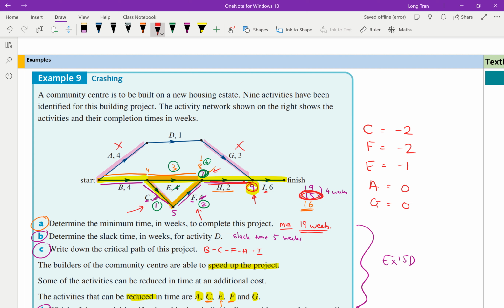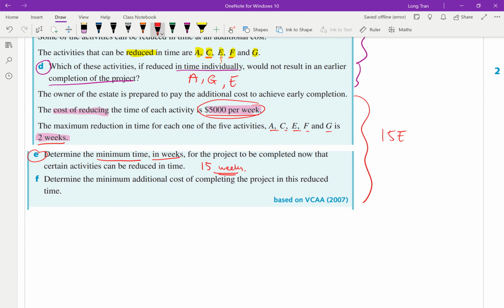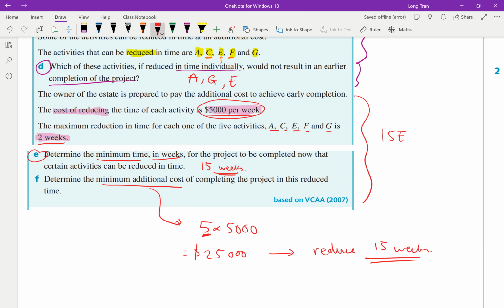So how much did I have to reduce? I had to reduce in total of 5 weeks. And it says here that the cost was $5,000 per week. So that means the minimum additional cost has to be then 5 times 5,000. So 5 changes times the $5,000 per change. That gives me now $25,000 cost. And I will reduce it down from 19 down to 15 weeks. And that's the best scenario I can do. So that's the bang for buck. Even if I spent more money and reduced other activities, it doesn't matter. It still takes 15 weeks to complete the project.